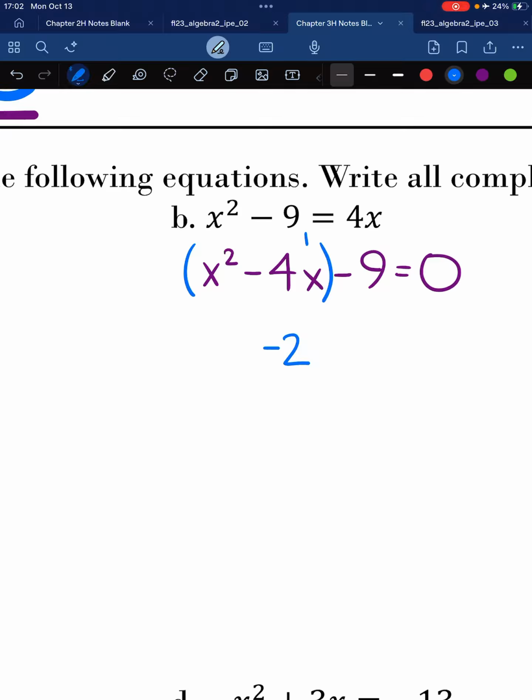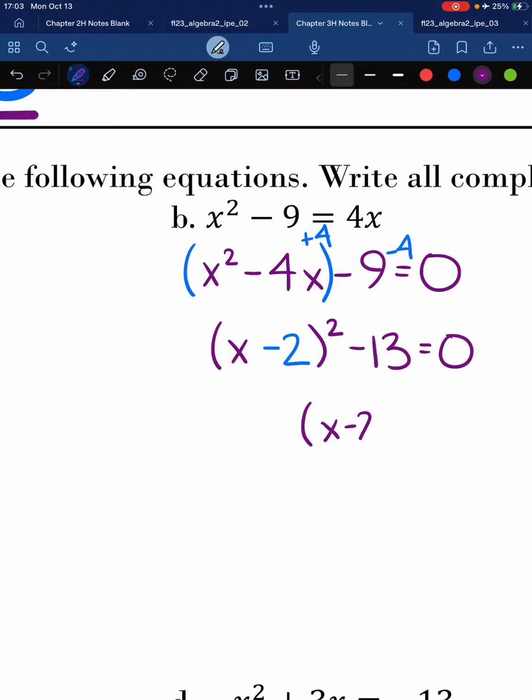So we want to take half of that middle number, so -2, and square it. That's going to be part of my creative version of 0. So if I'm adding 4, there's no a value in front, which means I just need to also subtract 4 for that creative version of 0. And now I can factor this perfect square trinomial, -13. Okay, and now I can solve with square roots. I can add 13 to both sides.